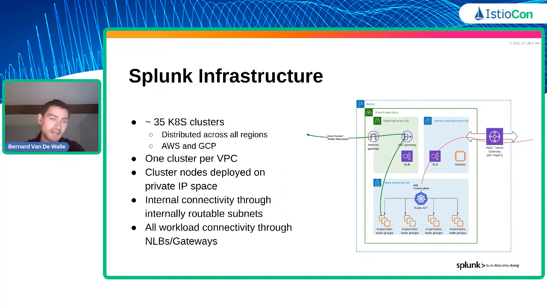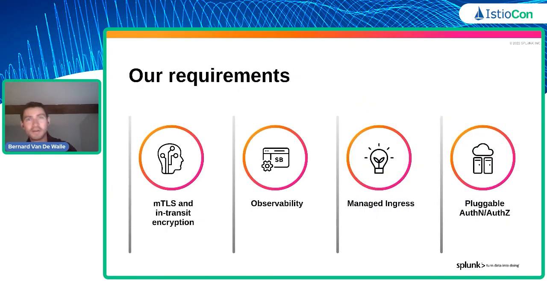Obviously, all external connectivity is going to take place through NLB and gateways that we deploy in some of the subnets, depending on where we want to ingest traffic from. So this is what we deployed a couple of years ago.